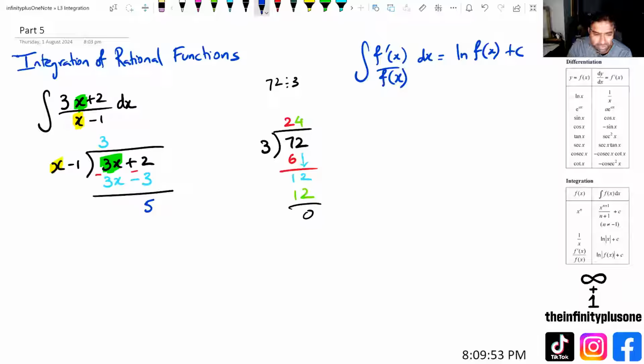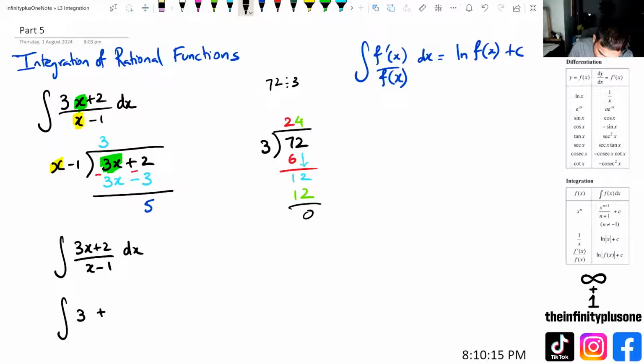So we've got this little long division thing that we've done right now. Then the last bit is we're going to rewrite 3x plus 2 over x minus 1 dx as 3 plus 5, which is the remainder, over x minus 1 dx.